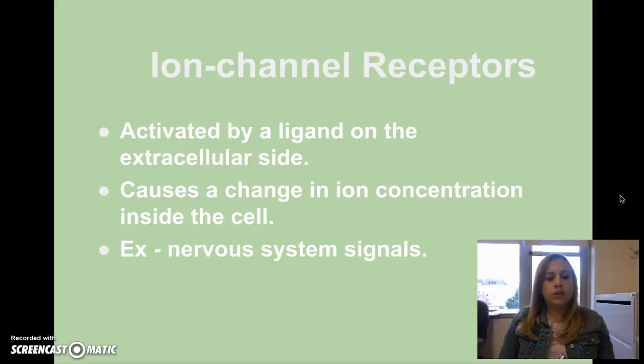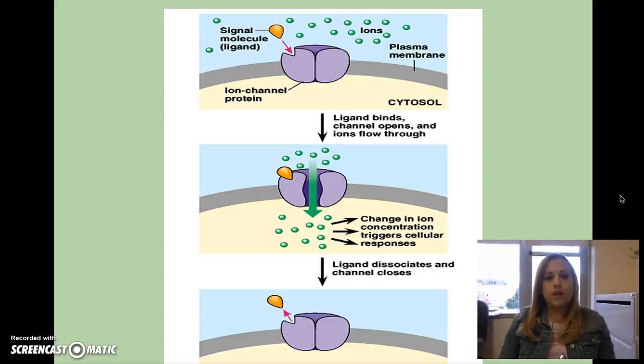A really good example is how this is used within the nervous system. So here we go, we have our diagram. These are the ions up here outside the cell. Within the plasma membrane, we have our ion channel protein. Right now it is closed, and so we have a very low or non-existent concentration of these ions in the cytoplasm. Here's our signal molecule.